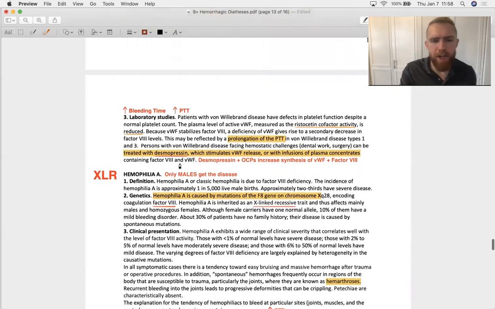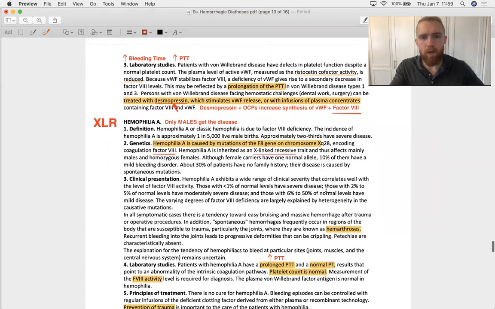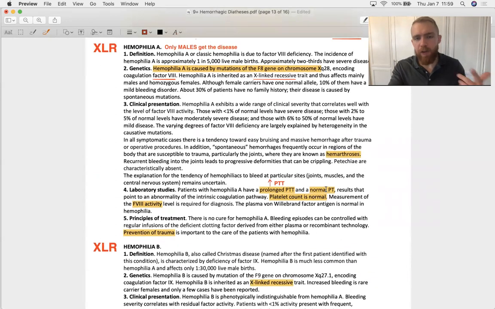And you want to treat it with desmopressin, which upregulates the synthesis of factor VIII and von Willebrand factor. I'm sorry, factor VIII from the liver, von Willebrand factor from endothelium and platelets. So desmopressin is a really good treatment. Oral contraceptives also do increase the synthesis of both of those things, factor VIII particularly though. Von Willebrand disease: easy bleeding, autosomal dominant, PTT is up, bleeding time is up, do a ristocetin test.